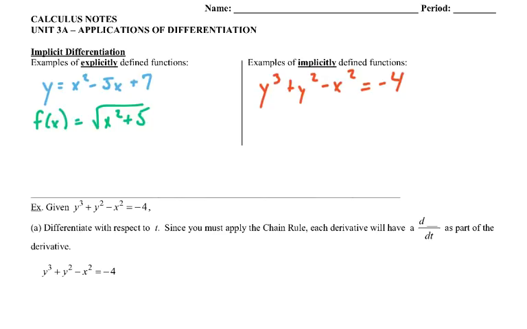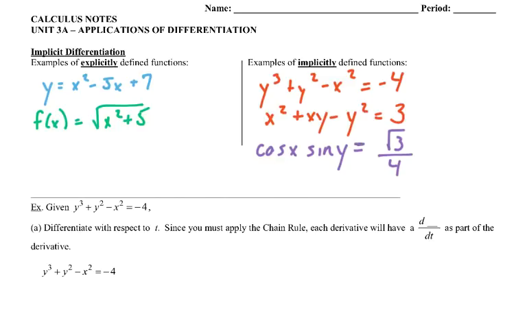So it's not necessarily a function in terms of passing the vertical line test, but it does have a relationship. Another example, polynomial style, would be x squared plus xy minus y squared equals 3. Just a mixture of these x and y variables. And then let's throw a trig one in here: cosine of x and sine of y is equal to the square root of 3 over 4. x and y are not independent of each other, so we would have to really work with these. We've got our x and y variables all blended together.